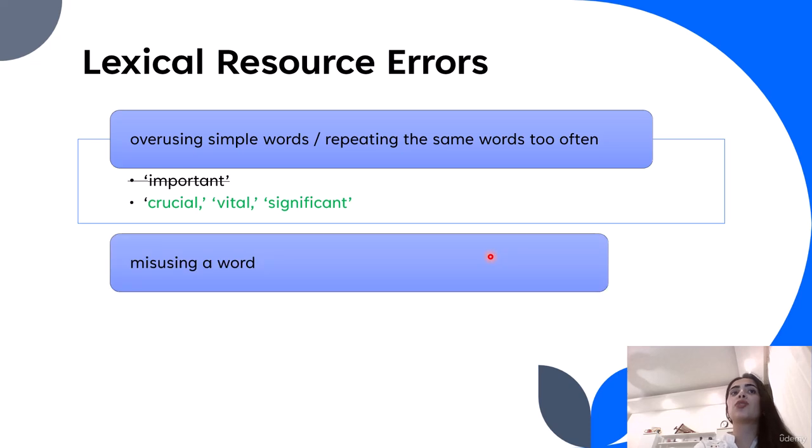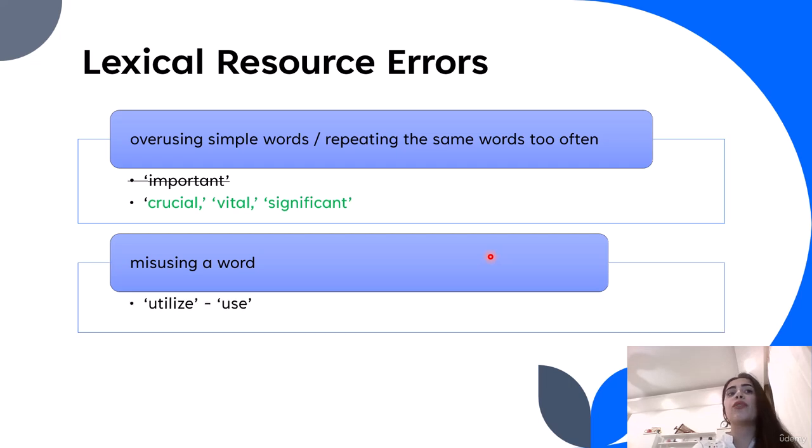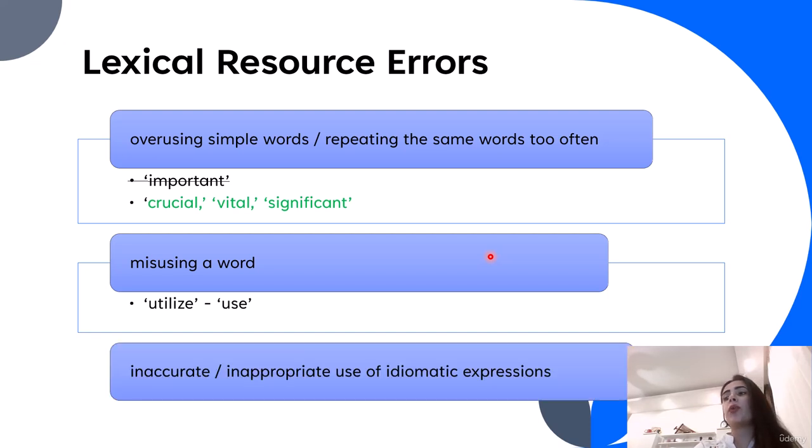However, it's essential to choose the right word for the context. Misusing a word can confuse the reader and lower your score. For instance, the word "utilize" is often misused where simply "use" would be more appropriate. Also, be careful with idiomatic expressions. While they can showcase your language skills, they must be used accurately and appropriately.